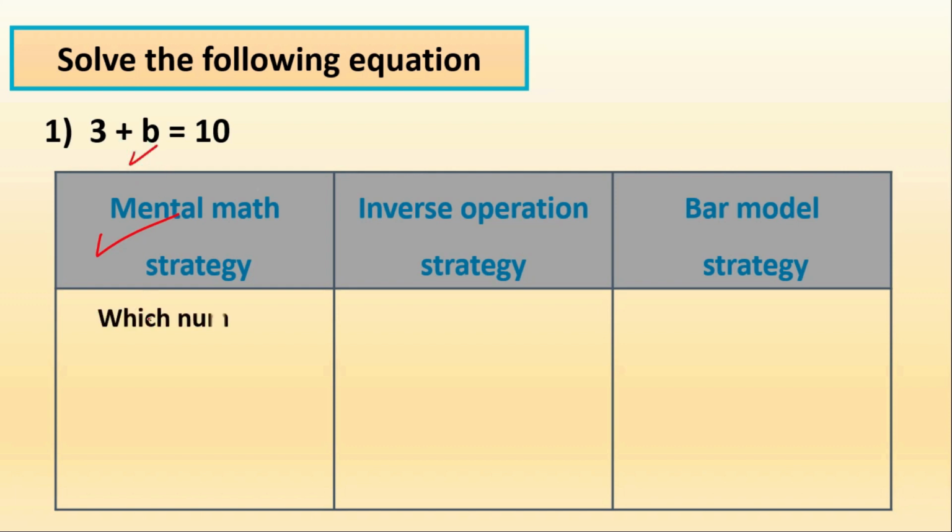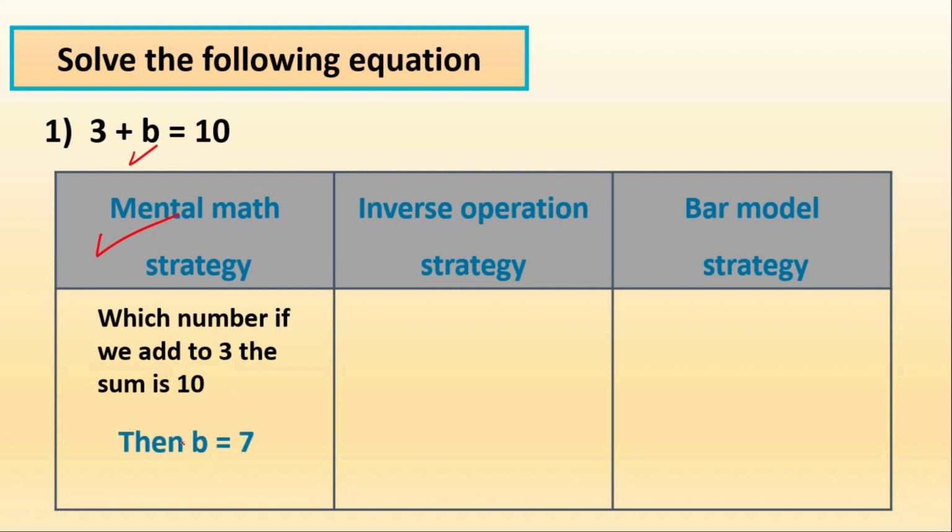How? Ask yourself, which number, if we add it to 3, the sum is 10? Count after 3, reaching to 10. After 3: 4, 5, 6, 7, 8, 9, 10. So after counting you get 7. So the value of b, or variable b, equals 7. Okay, that's about the mental math strategy: think and solve.